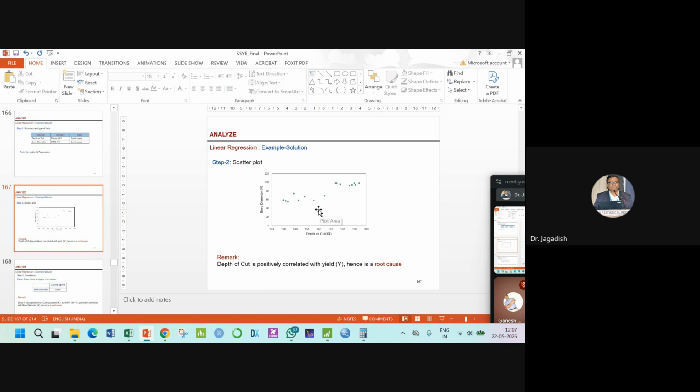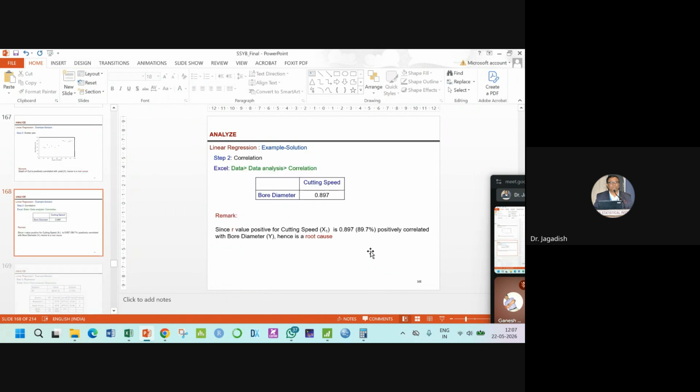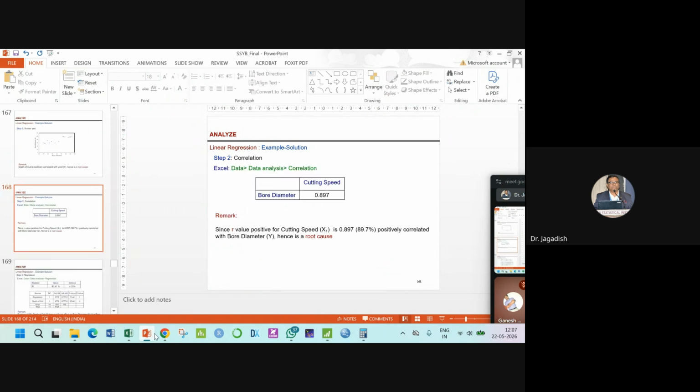Then the scatter plot we already did, and you have seen that depth of cut is positively correlated with the y, so it is a root cause from the graphical analysis. Now let us check with the analytical technique whether we find the root cause, and if so, what value of depth of cut I need to set in the machine. Our optimal setting of the depth of cut can also be found. So let's see first correlation analysis, followed by regression.